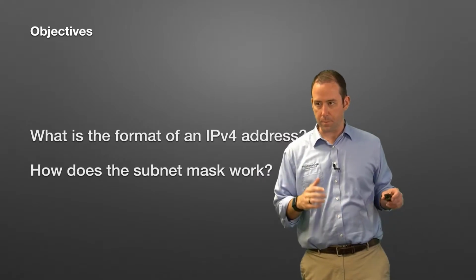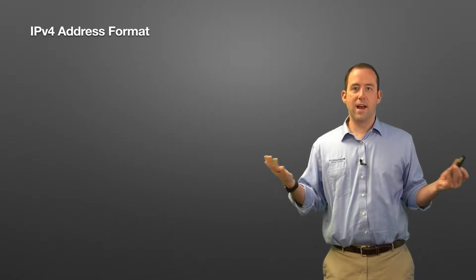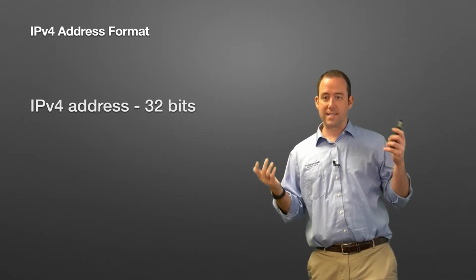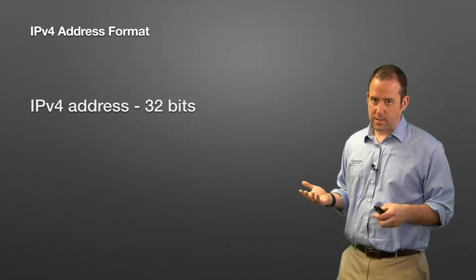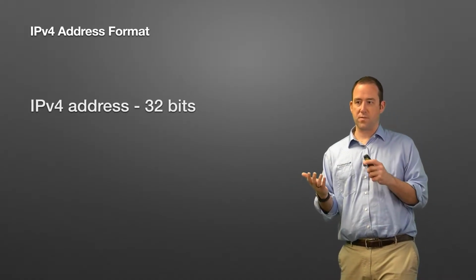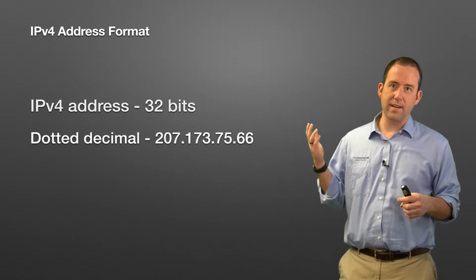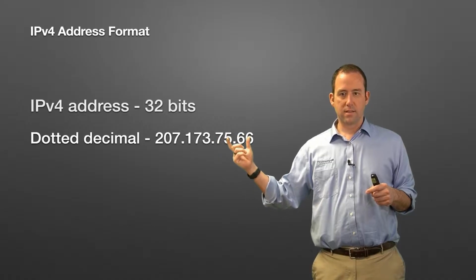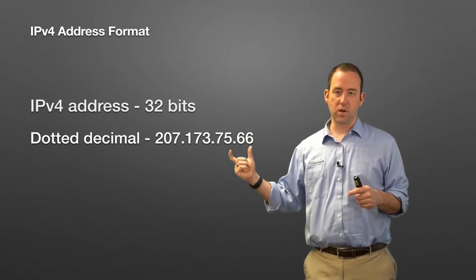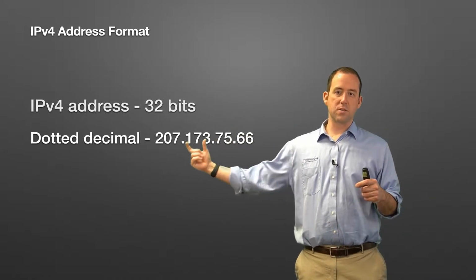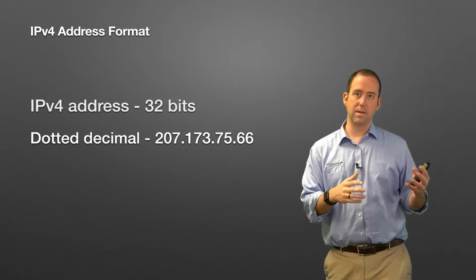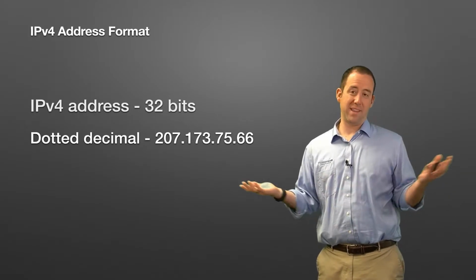How does it work? So the format of an IPv4 address, it's 32 bits. That's it. It's 32 ones and zeros. And typically, those 32 ones and zeros are represented in a very specific way, and that is in a dotted decimal format. That's 4 bytes separated by dots, and each number is representative of a single byte, or 8 bits. And that's really it.